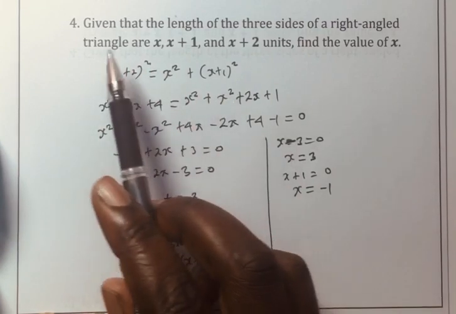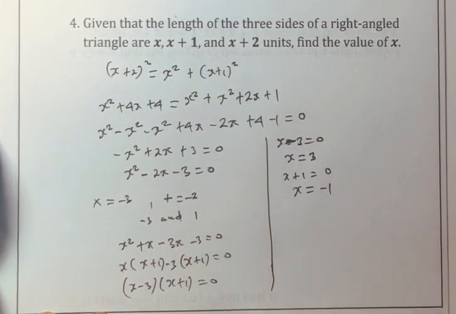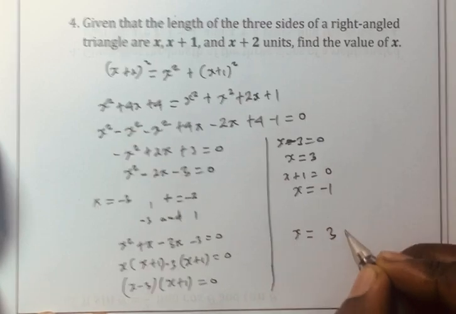So remember, we are dealing with length. So we cannot have a negative value for length. So we pick positive 3. So we say that the value of x is equal to 3 units.